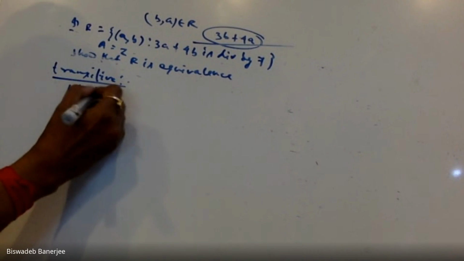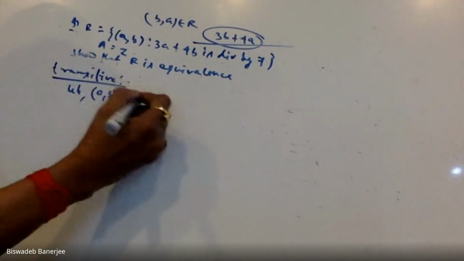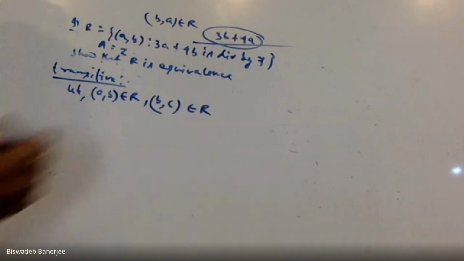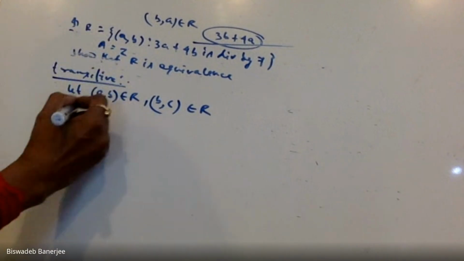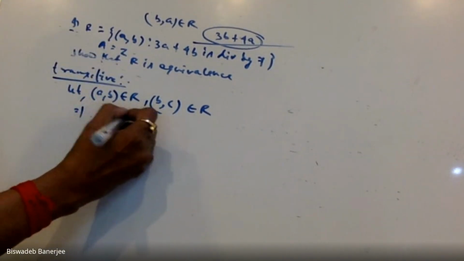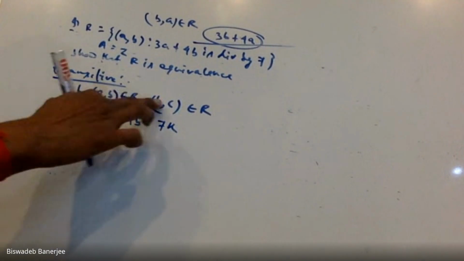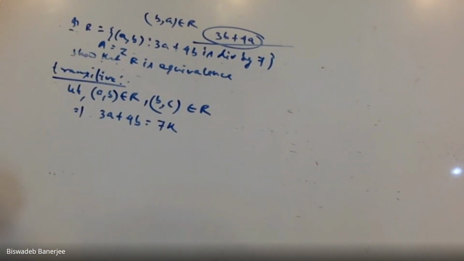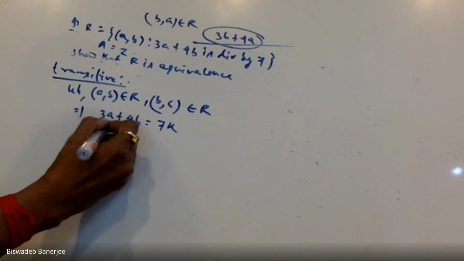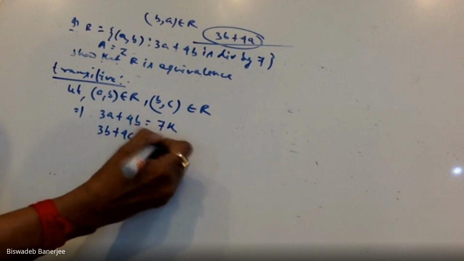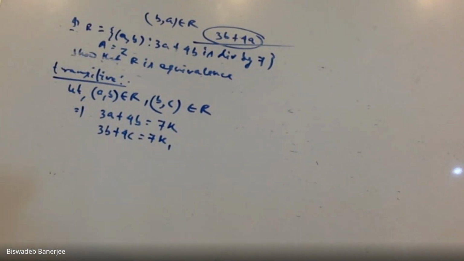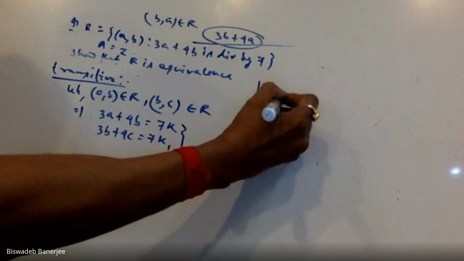Let (a, b) belongs to R and (b, c) belongs to R. We know (a, b) belongs to R means what? 3a plus 4b is divisible by 7. Divisible by 7 means 7 into k. (b, c) belongs to R, what is the meaning of that? This means 3b plus 4c is equal to 7 into some k1. Clear? So we have to check what? We have to check (a, c) belongs to R.